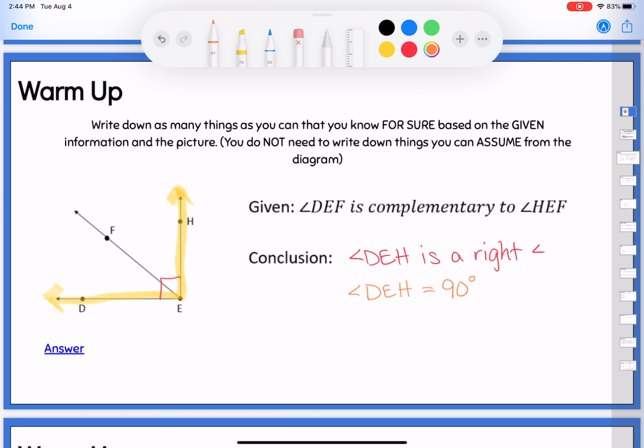Now, be careful though. Do you know that angle DEF is congruent to angle HEF? The answer is no way. Not necessarily congruent. That's not part of complementary. It looks like it's split in half exactly, but that's not something that you can conclude based off of that given. We only have our right angle and 90 degrees as our conclusions. But there was more than one, so make sure you remember to look for more than one thing, but be careful that you're not assuming too much.